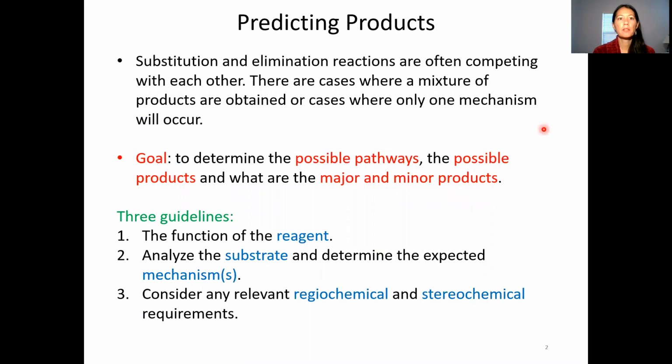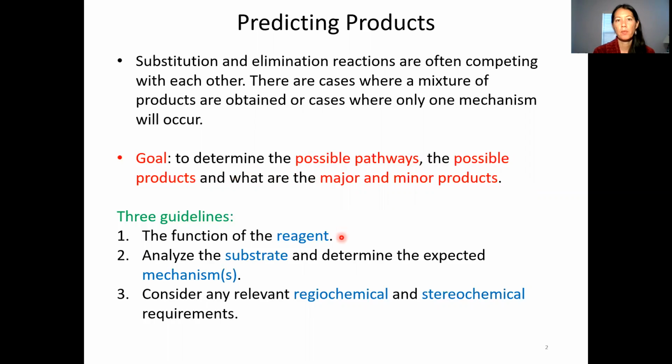So predicting products, again, can be challenging just because sometimes the substitution and elimination reactions are competing with each other. There are cases where you do get a mixture of products, but there are some cases where you actually have exclusively one mechanism occurring and you get mainly one type of product. So the goal is to predict and identify possible pathways, the possible products, and whether you have major or minor products.